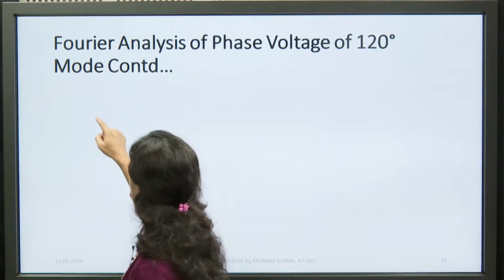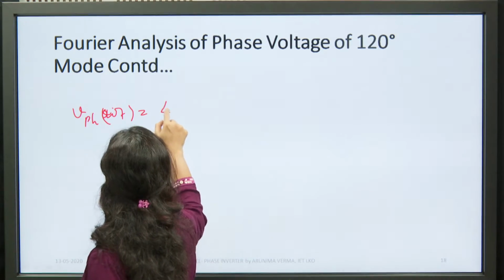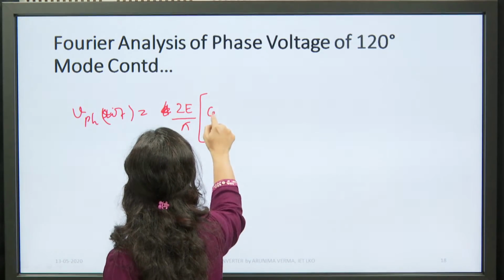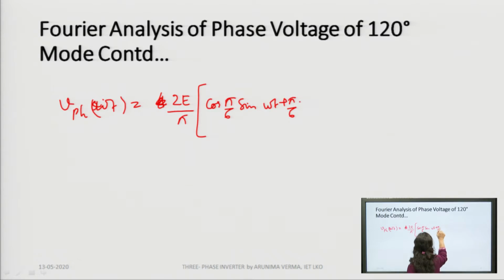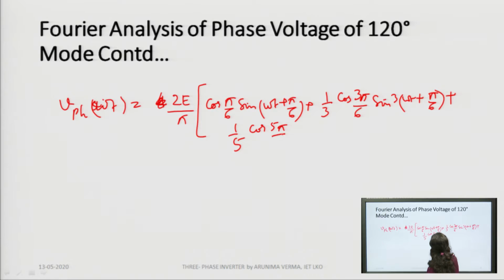So, in this case we have calculated Vph of omega t as, instead of 4 it will be 2 E by pi cos pi by 6 sin omega t plus pi by 6, plus 1/3 of cos 3 pi by 6 sin 3 omega t plus pi by 6, plus 1/5 of cos 5 pi by 6 sin 5 omega t plus pi by 6 and so on. Okay.